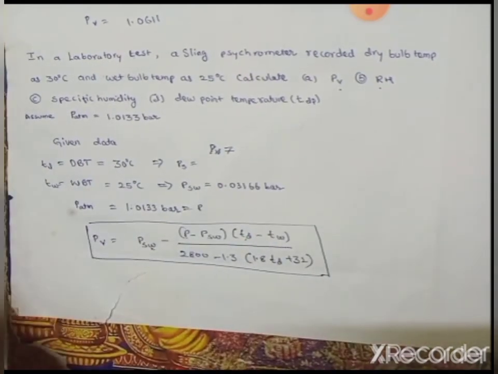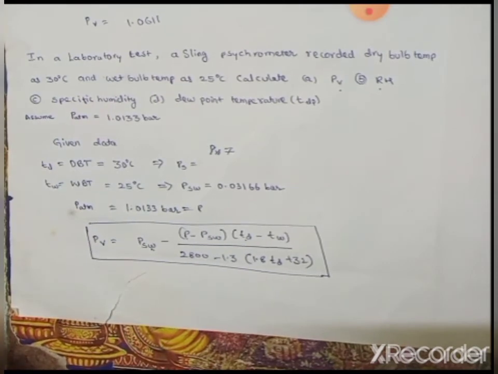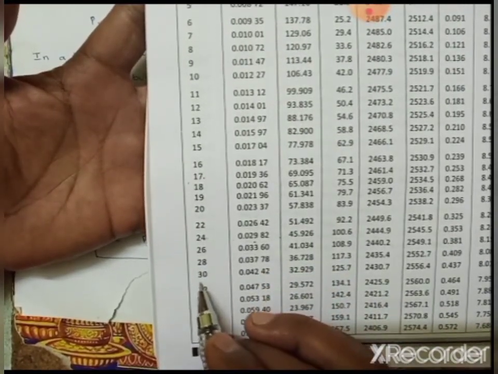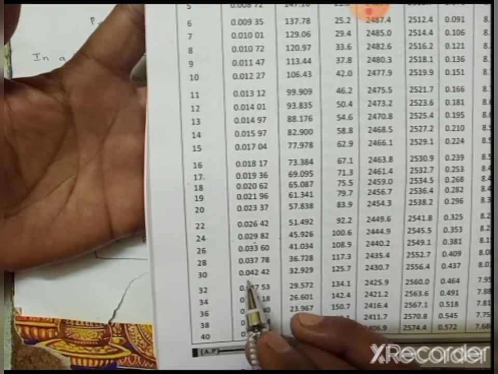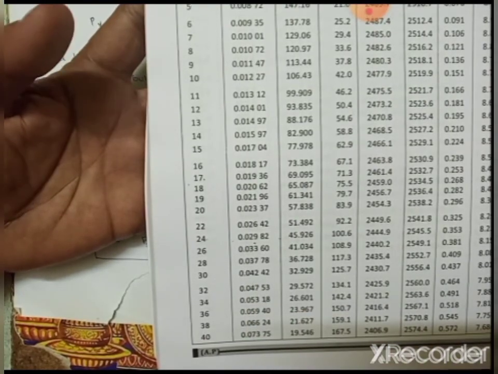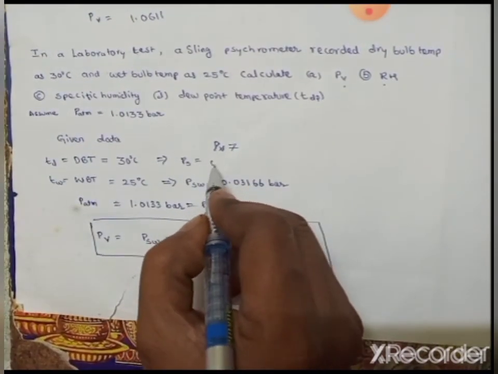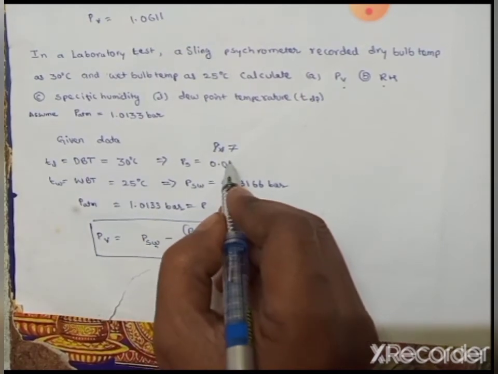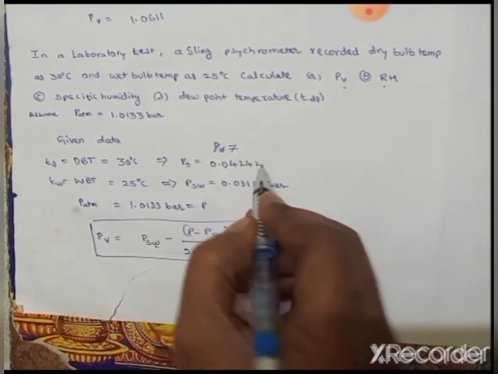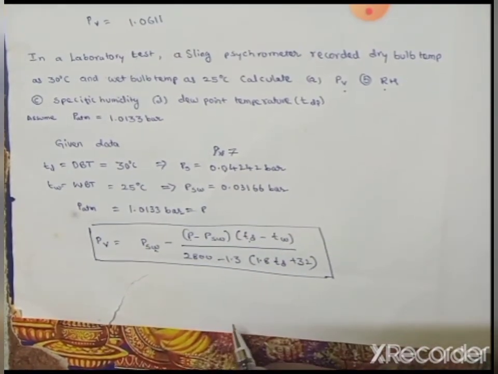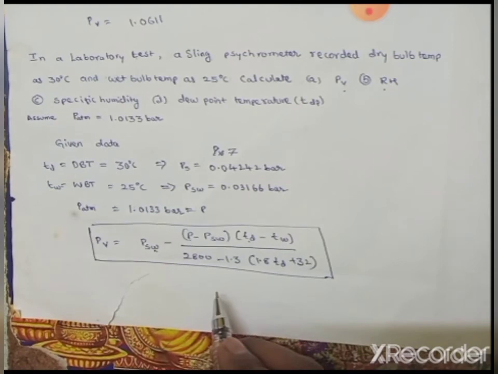Next, at the dry bulb temperature of 30 degrees centigrade, the corresponding saturated pressure is 0.04242 bar.